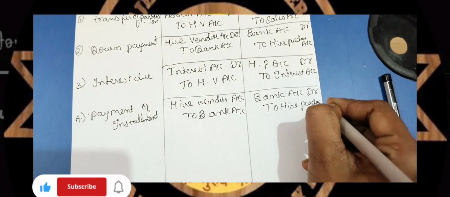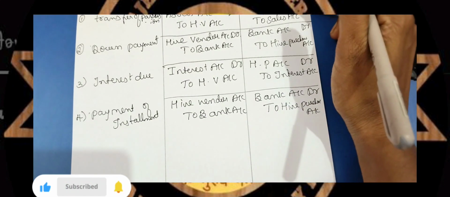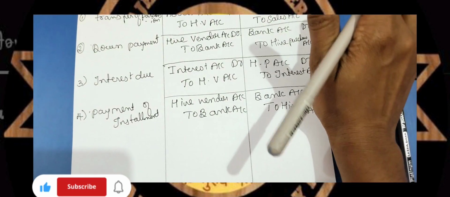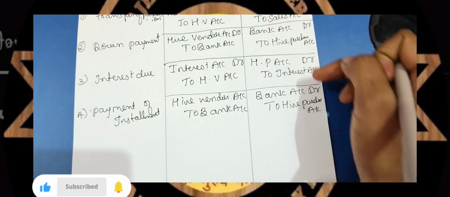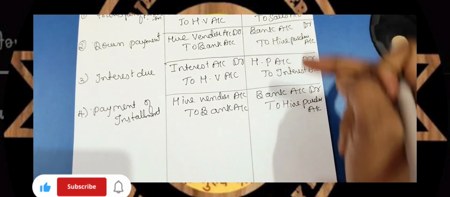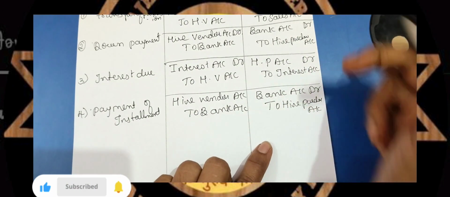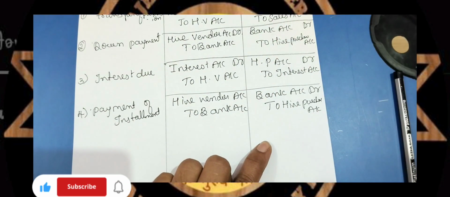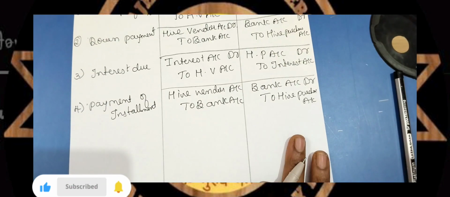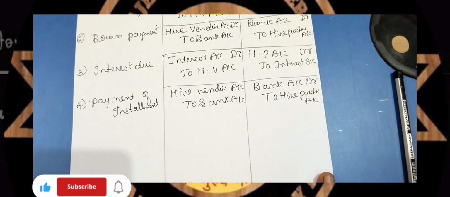Hire purchaser account. See, here you have debited the whole amount. That amount, how many times are you debiting here? If you add the crediting, the total amount will be equal to your debit amount. So while you are solving the problem, you will understand.